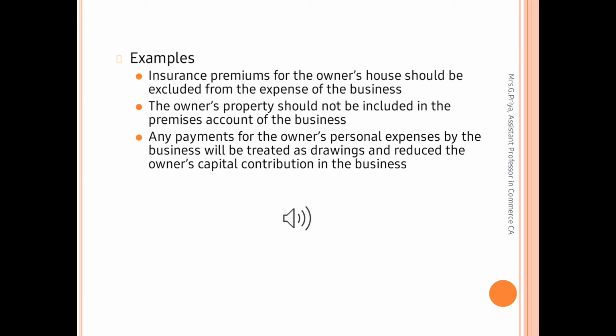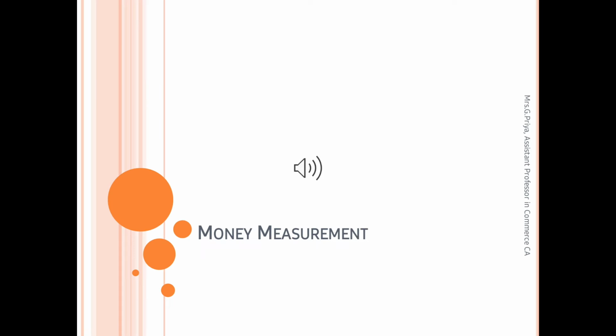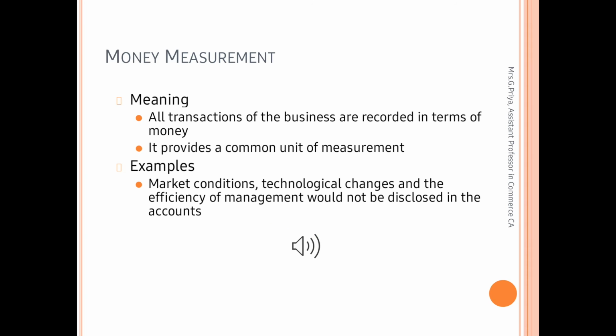Examples for business entity. The first one, insurance premiums for the owner's house should be excluded from the expenses of the business. And second, the owner's property should not be included in the premises account of the business. Any payment for the owner's personal expenses made by the business will be treated as drawings and reduce the owner's capital contribution in the business.